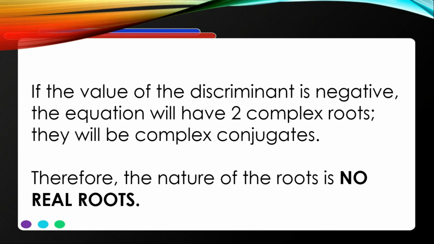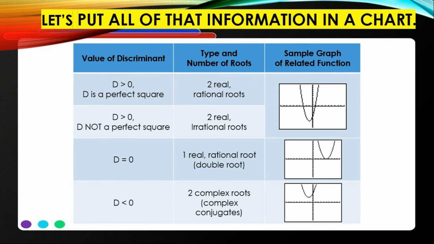Now, let's try to go further about how this can be useful in our succeeding lessons. Now, let's put it in a chart. As you can see here, we have the first column as the value of the discriminant. We have the second column as the type and number of the roots. And the third is the graph of the related function. Remember that in the next lessons, we will be talking about how to graph quadratic functions, but more about that in our next videos. So let's just consider this table.